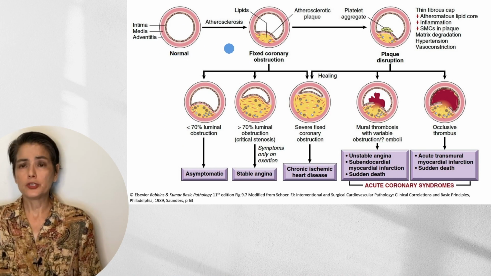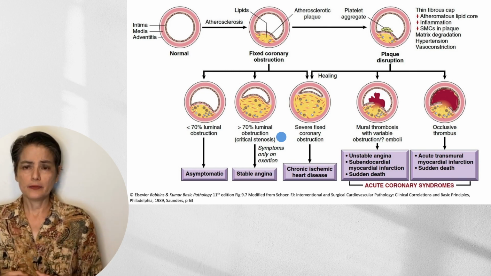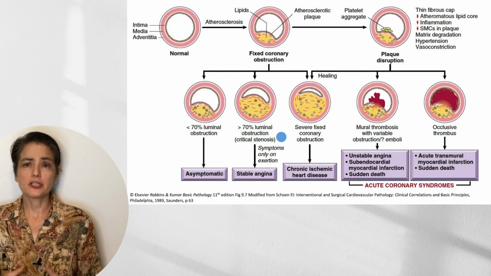Now, if we don't reduce our risk factors and there's continued atherosclerosis, we're going to get additional occlusion of this lumen. And once we pass 70%, which is considered critical stenosis, the patient will now be symptomatic on exertion. So as cardiac need increases, the patient will have pain on exertion, which will stop when the patient stops exerting.